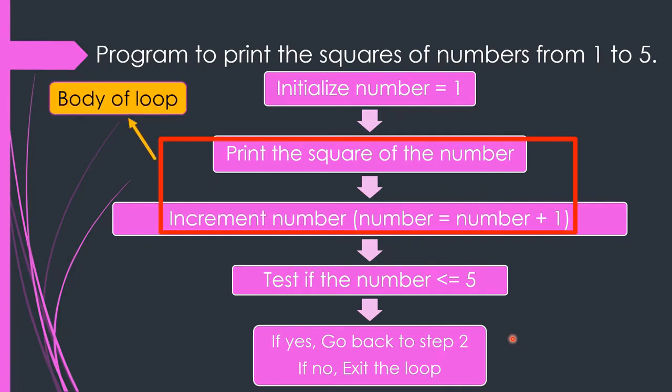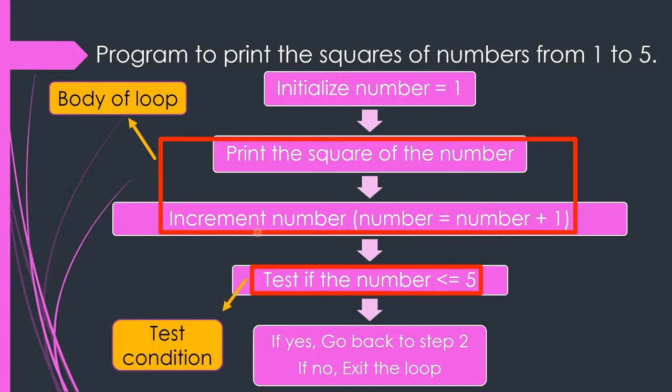This is the body of the loop and this is the test condition. You can see clearly that here in the do while loop we have the body of the loop before the test condition, whereas in the while loop we had the test condition before the body of the loop.